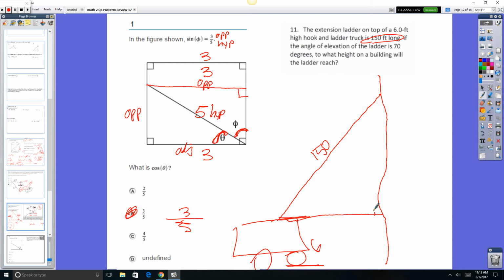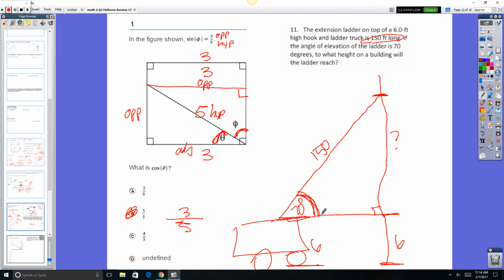Okay, so there's my triangle. The angle of elevation, so going straight across, going up, this is 70 degrees. So the question is, what height on the building can it reach? So from the ground, what is this mark right here? So from here all the way to the ground, that's what we want. So I know this is 6 foot, so the triangle I'm going to use, I'm going to find this piece right here. And then at the end I'm just going to add the 6 feet height of the truck.